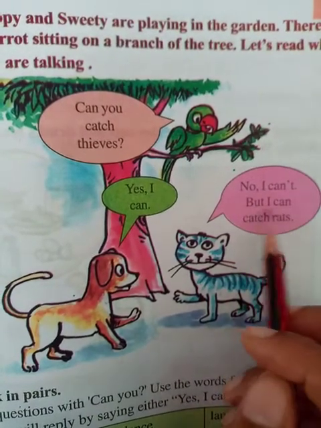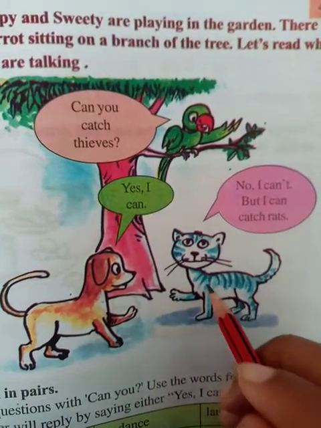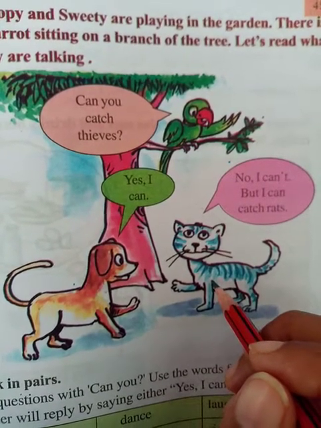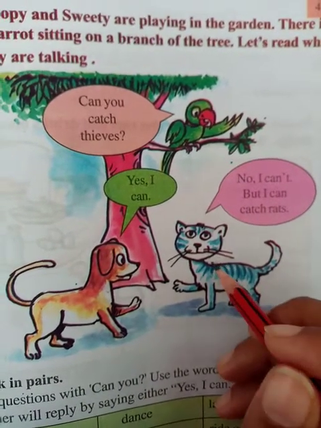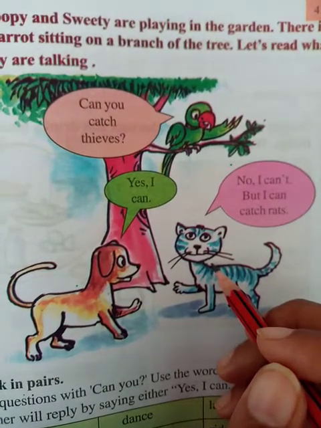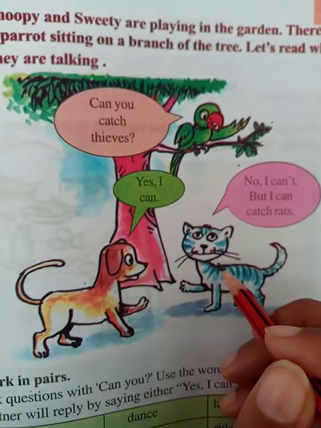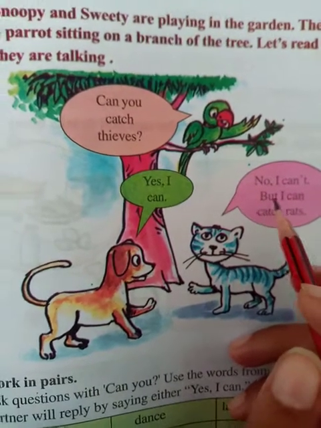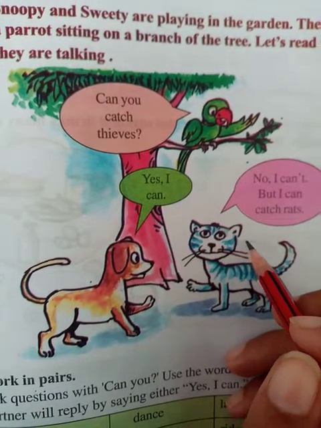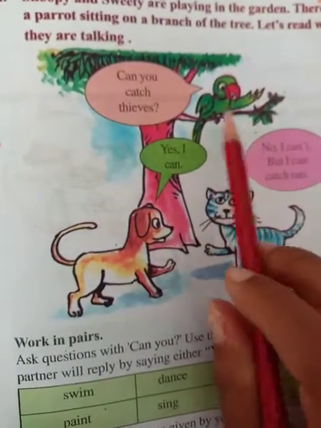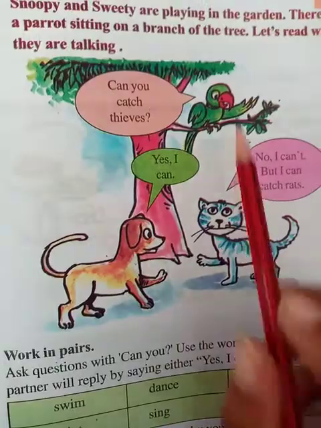No, I can't, but I can catch rats. Yes, it can kill rats. A cat kills rats and eats them, right? So the cat is telling that. No, I can't catch thieves, but I can catch rats. This is the conversation going on between Snoopy, Sweetie and the parrot.